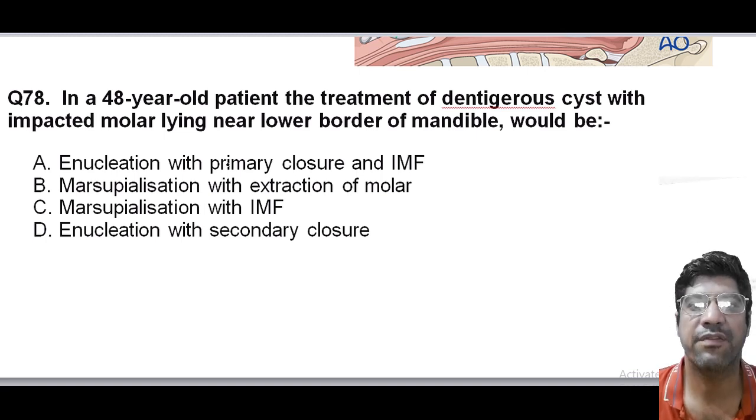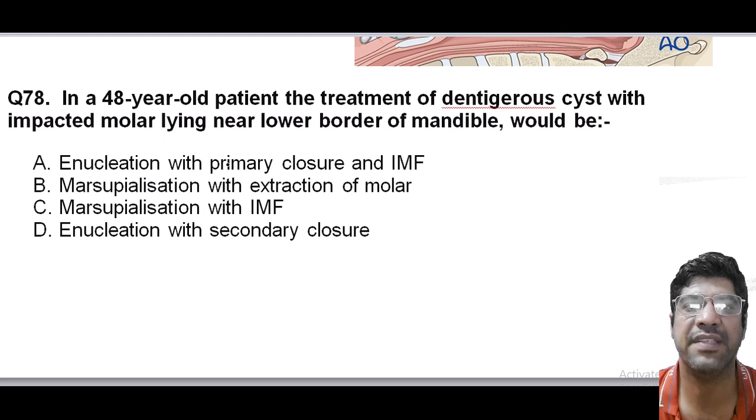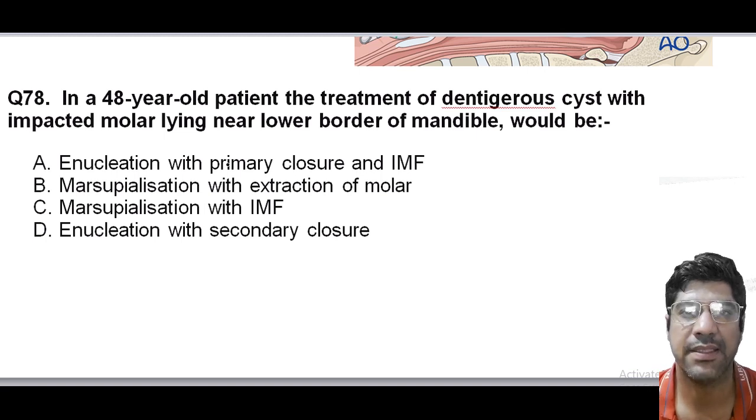The proximity of the third molar near the lower border with a cyst in the angle can lead to pathological fracture of the mandible. So after some bone has formed, then the molar can be removed and dressing with IMF should be continued.